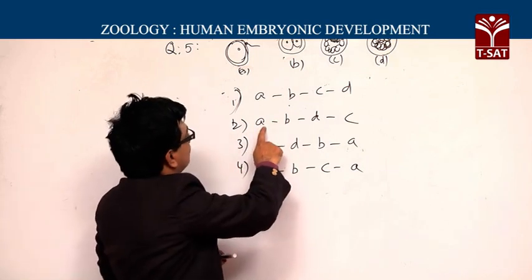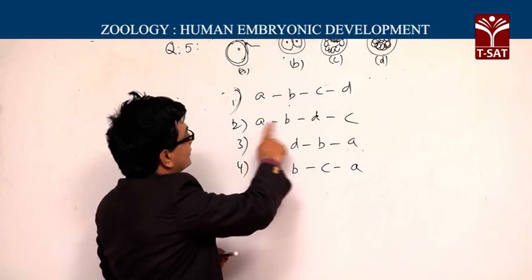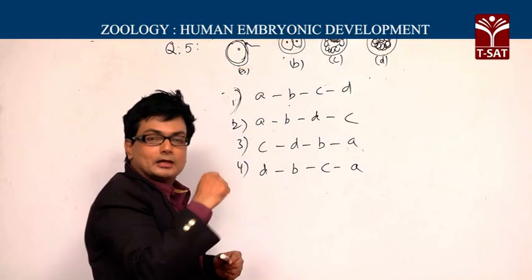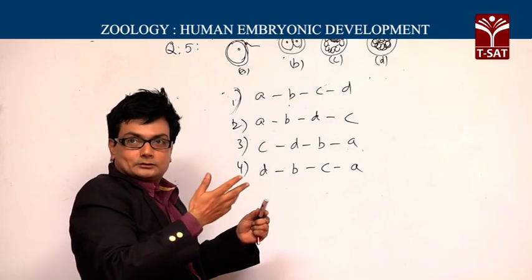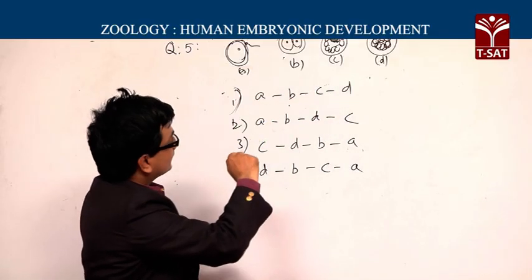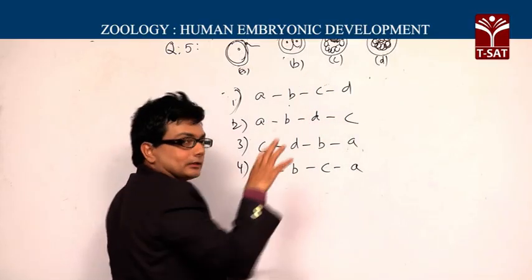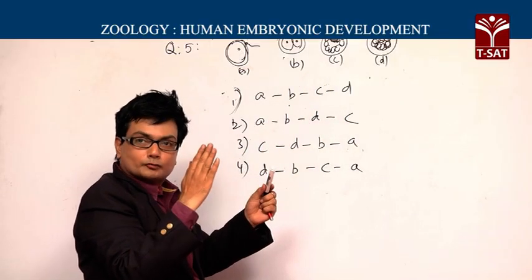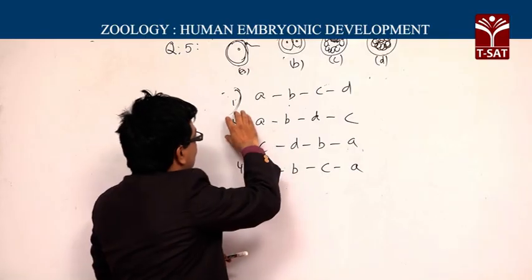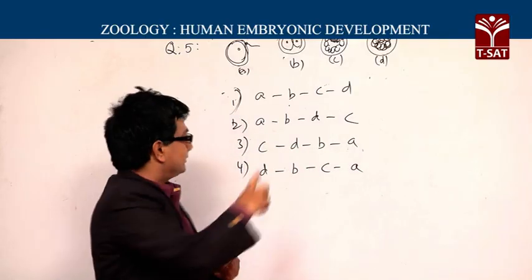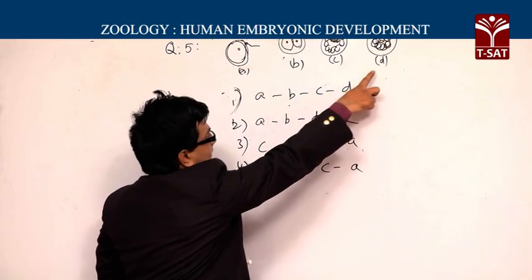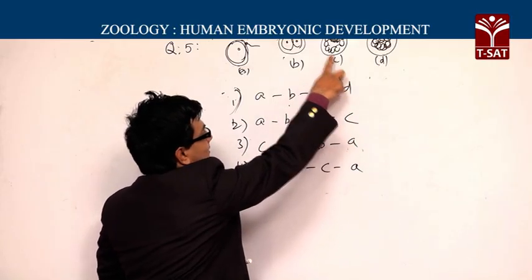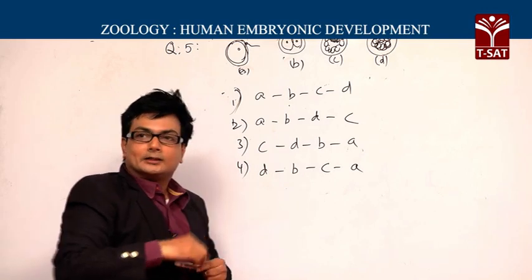A is syngamy, fertilization, and B, the 2 cell stage, the blastomeres, and D is the 16 to 32 cell stage, and C with a clear differentiation between the outer trophoblast and inner cell mass. The second option will be the right answer. A and B, the 2-celled, D, the multicellular, and C, which is with the outer trophoblast and inner cell mass.